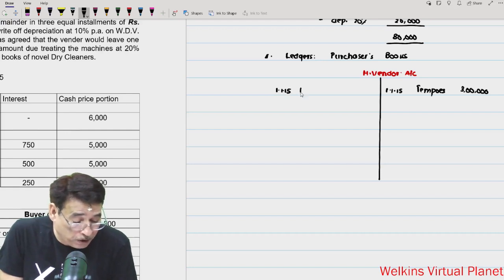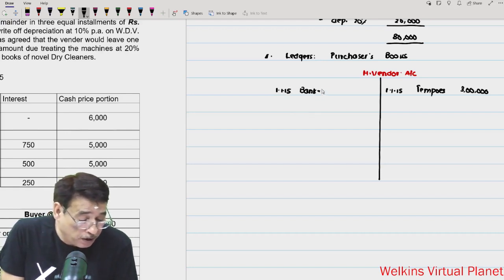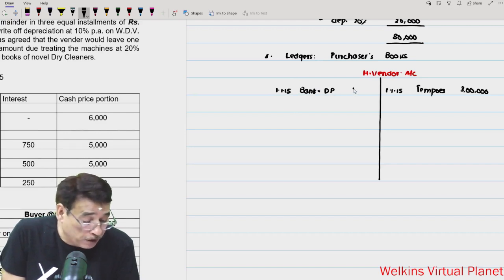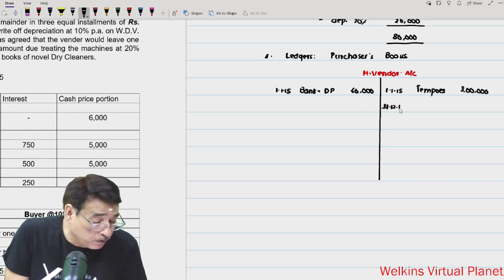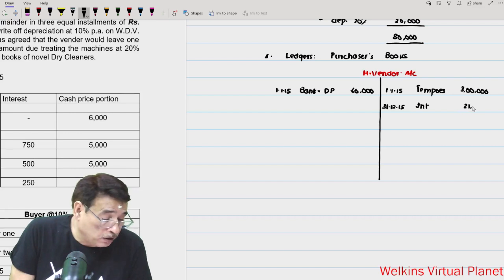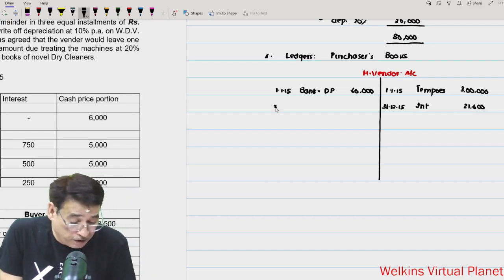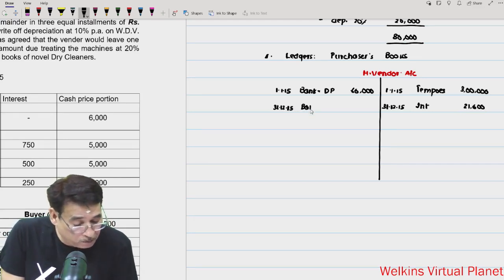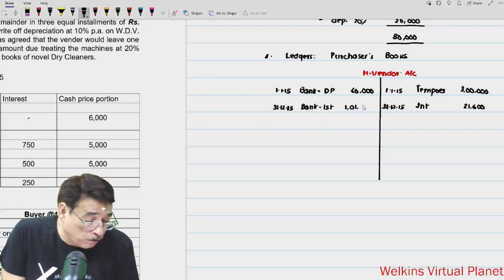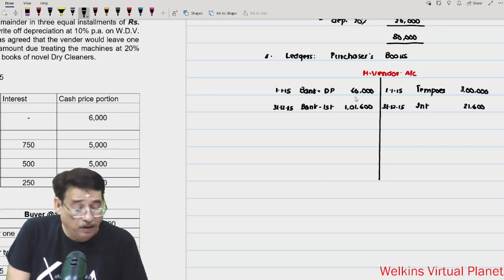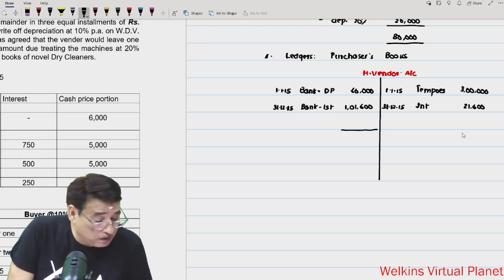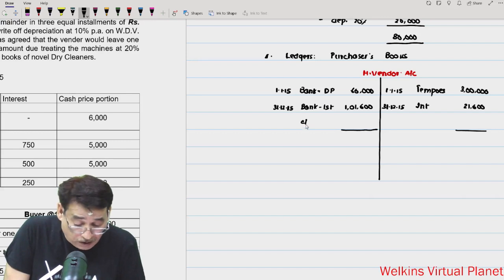1/1/2015, we will make the down payment. And the down payment which we made was equal to 20%, that is 60,000. End of the first year, 31st of 12, 2015, interest, we computed interest equal to 21,600. 31st of 12, 2015, I will write here to bank, first installment. In the account you will always write gross installment, correct? 1,01,600. After this installment, the balance carried down is 1,60,000.